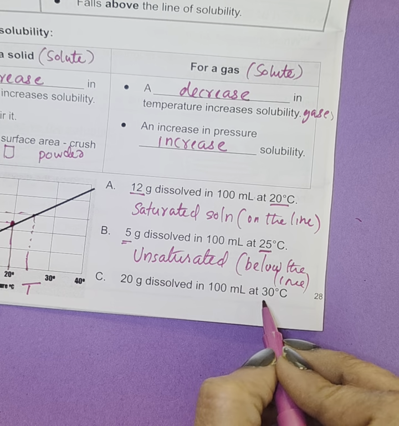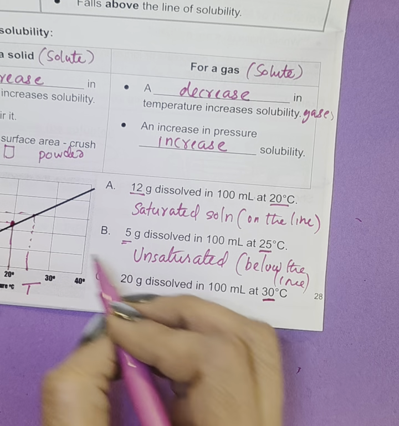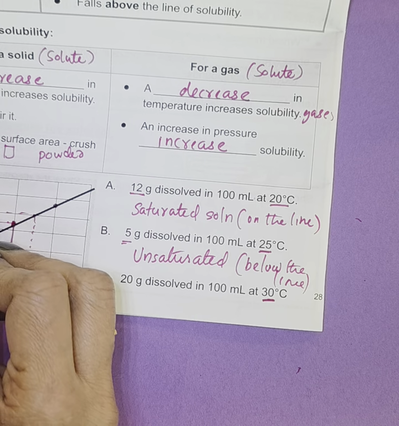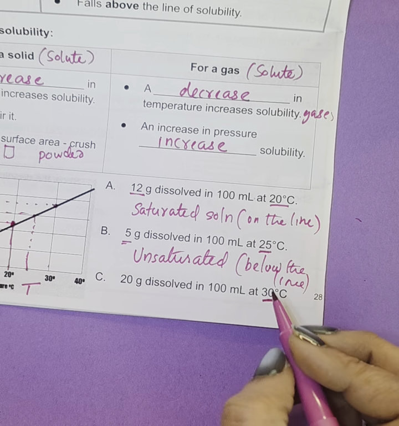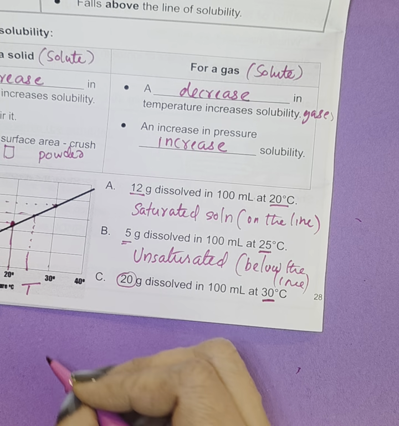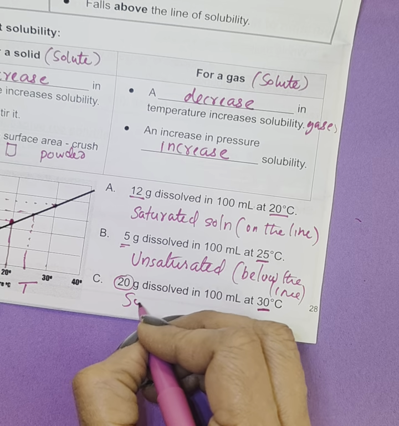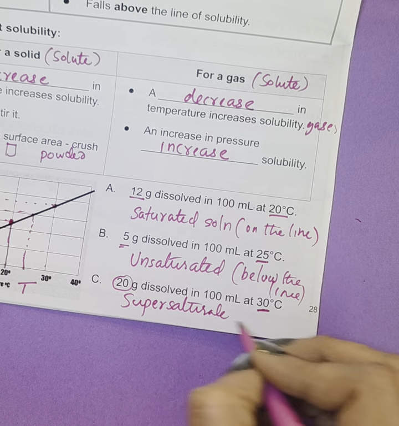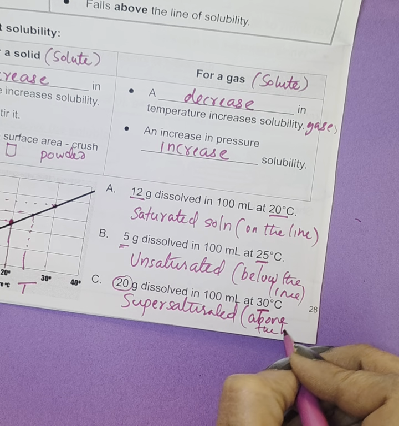Okay, next one at 30 degrees Celsius. Go find how much we needed. Like between 15 and 20, maybe say 18 gram. We dissolved how much? 20. So that will be what solution? Supersaturated. Okay. So it is above the line. You understand that? Okay, now we can practice.